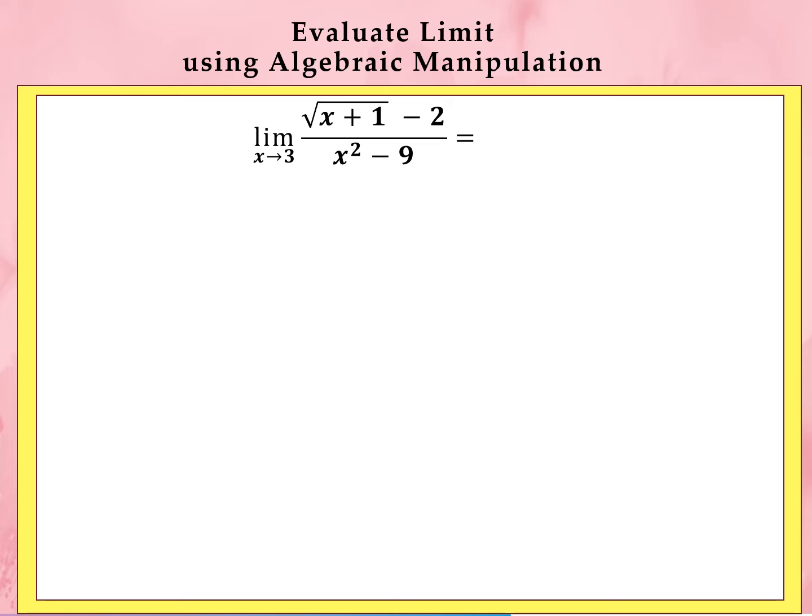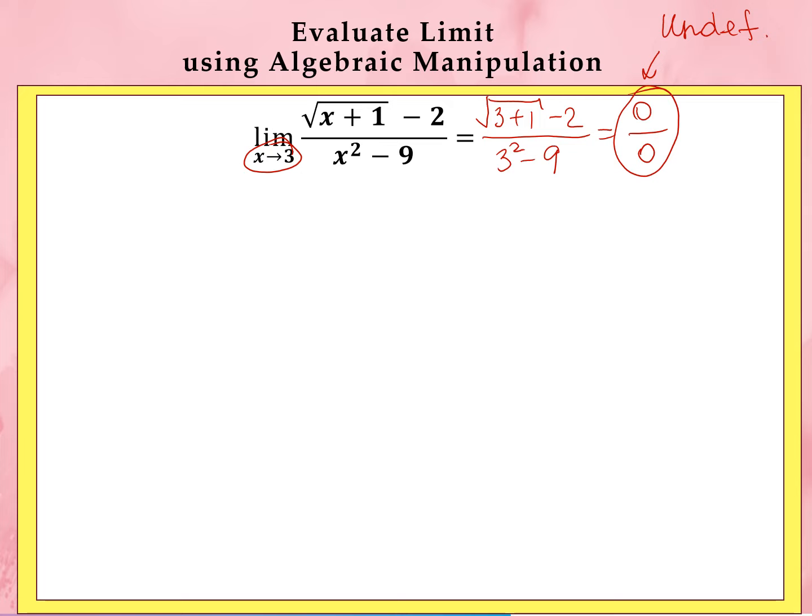We are going to evaluate the limit. First of all, we have to take x equals 3 and substitute directly in our given function. It will be (square root of 3 plus 1 minus 2) over (3 squared minus 9). It would be 0 over 0. 0 over 0 is an undefined value. We don't know the value of this fraction, so we have to continue our process to evaluate the limit.